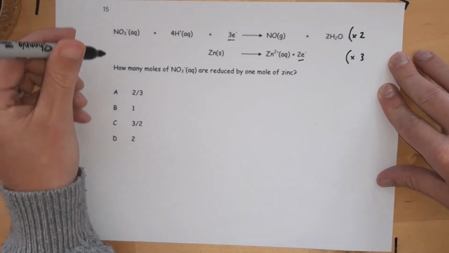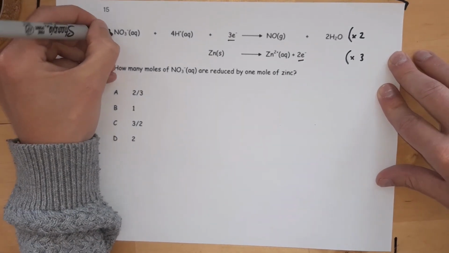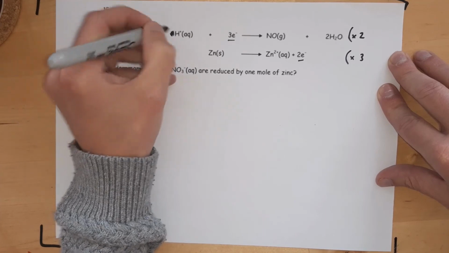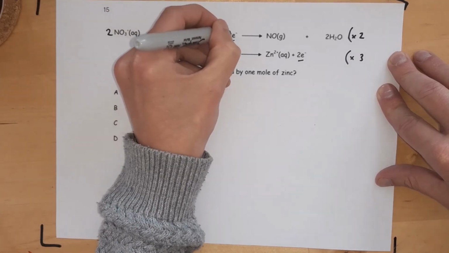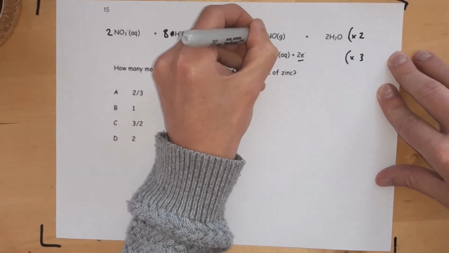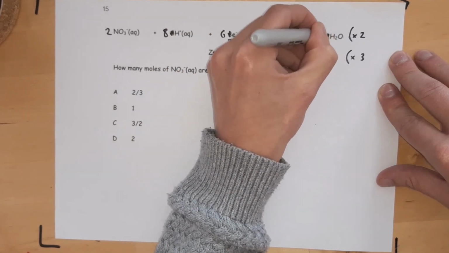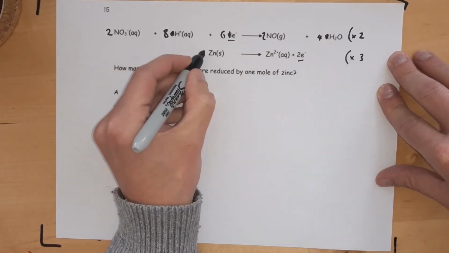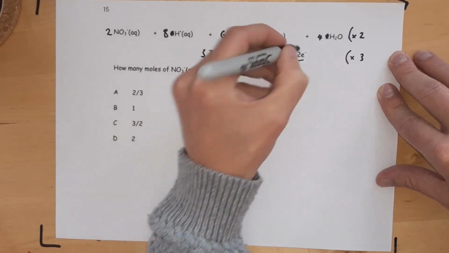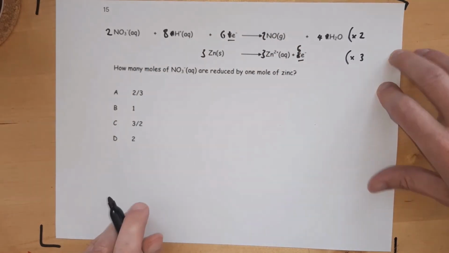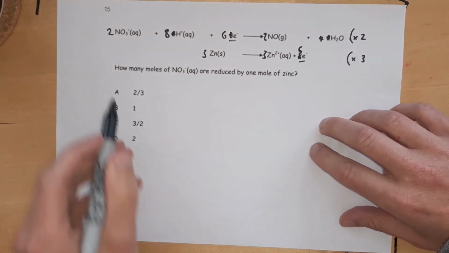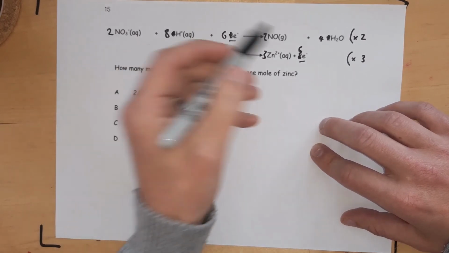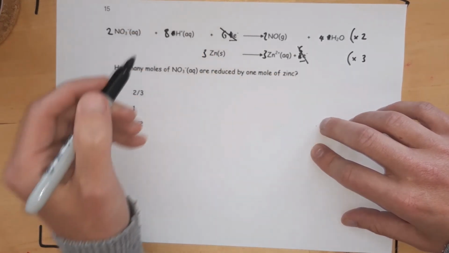And let's see what we get. So let's stick a 2 in front of that. 8, 6, 2, and 4. Everything here by 3. 3 lots of that, 3 lots of that, 6. Let's add this together now. So let's do the reactants first. First off, let's actually get rid of those electrons.